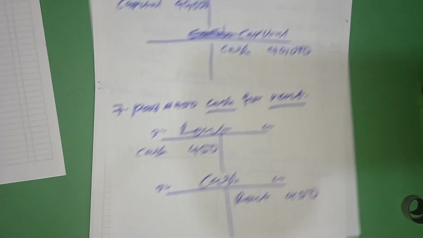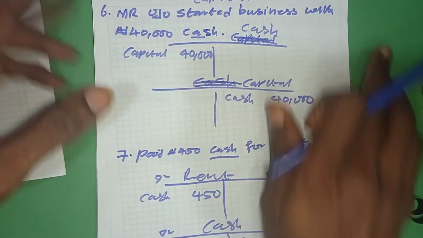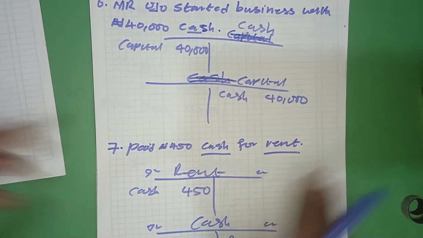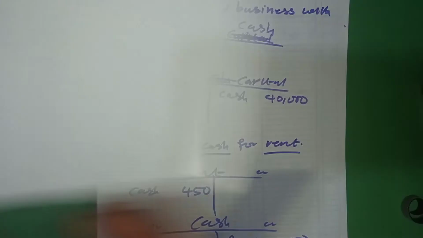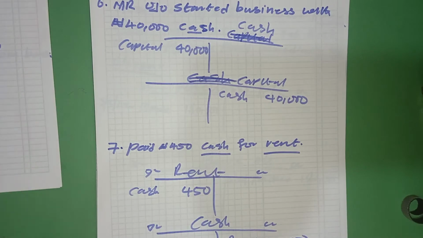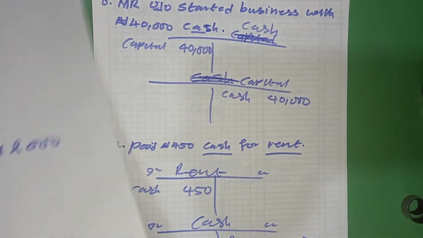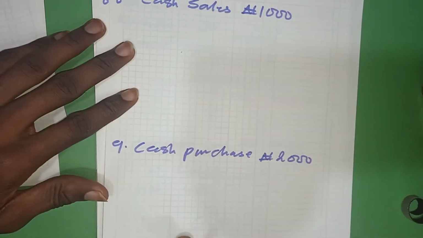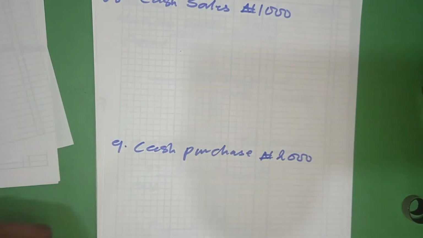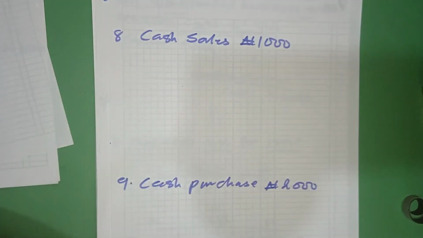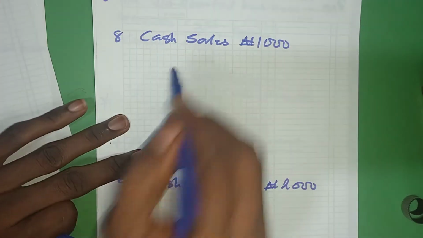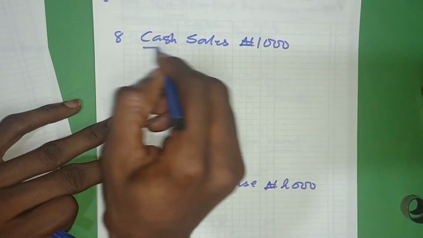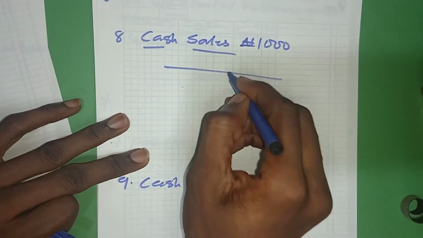Now, let's check another question. We're almost done. I want to bring critical questions that you can meet anywhere. Cash sales. This one is cash sales. The two accounts you don't need to think about are cash and sales. So you are going to rule.